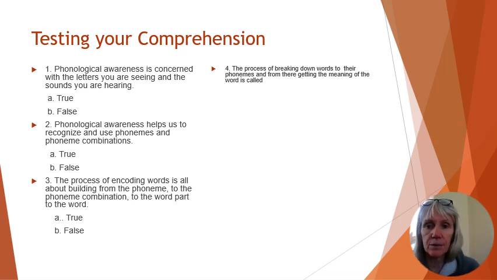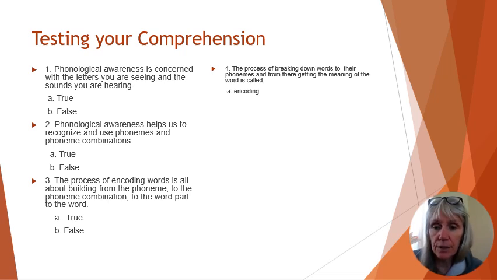The process of breaking down words to their phonemes and from there getting the meaning of the word is called A, encoding, B, decoding, C, defining, or D, spelling.